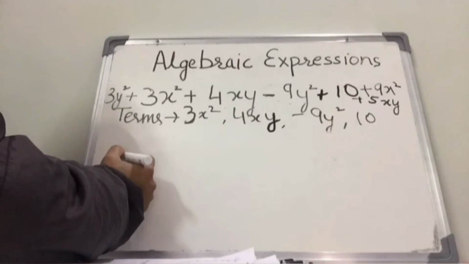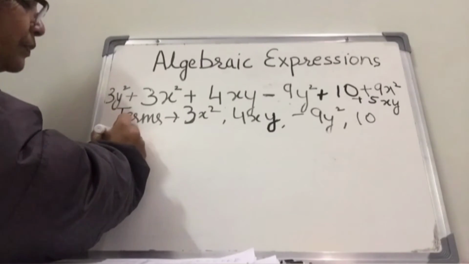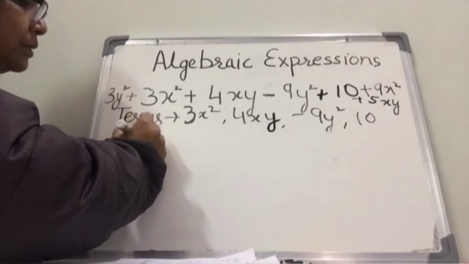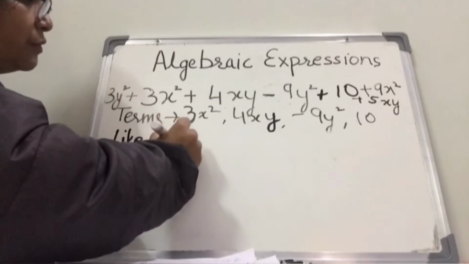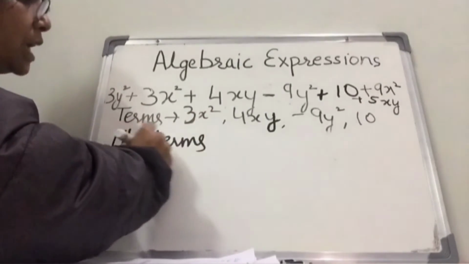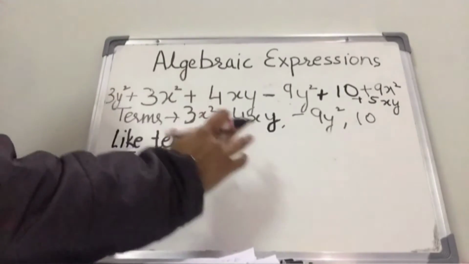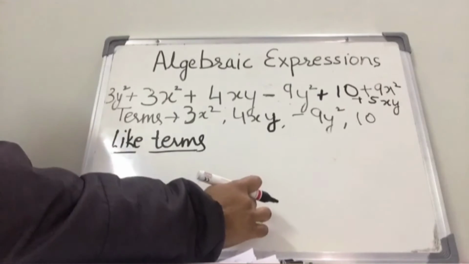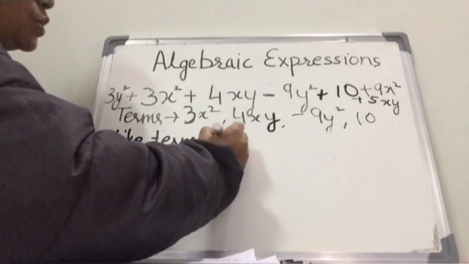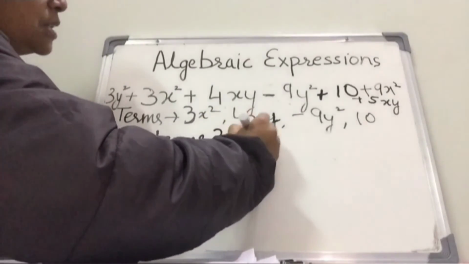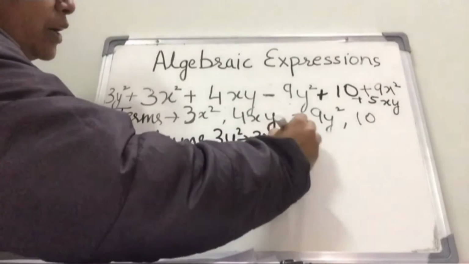What are like terms and what are unlike terms? Like terms are the terms which have the same factors. In this expression, if we write the factors of all the terms, 3y² will have factors 3 into y into y.